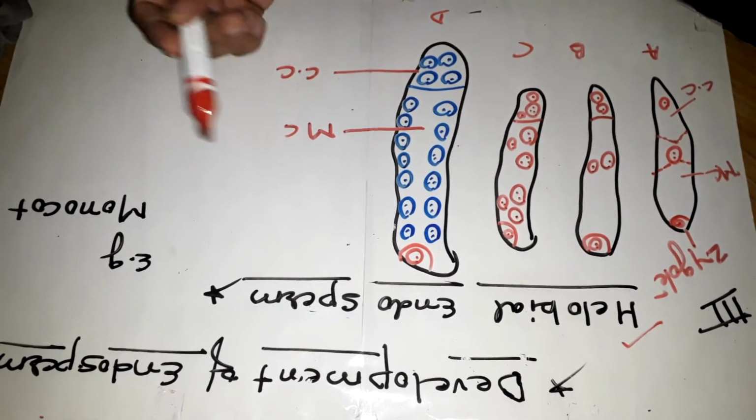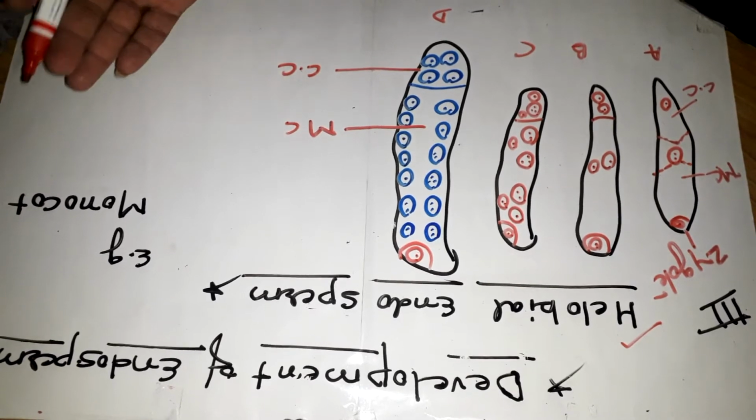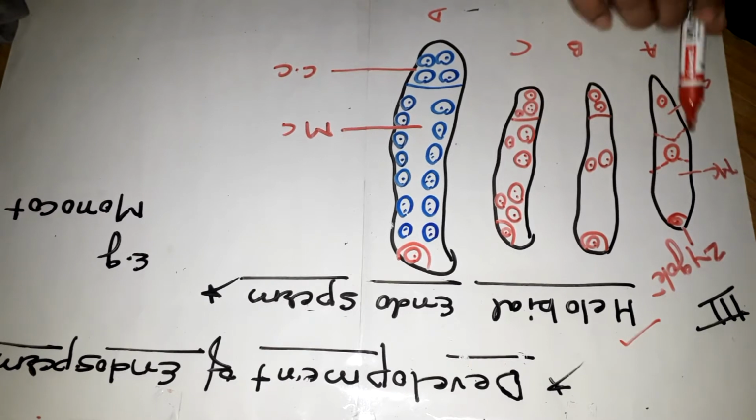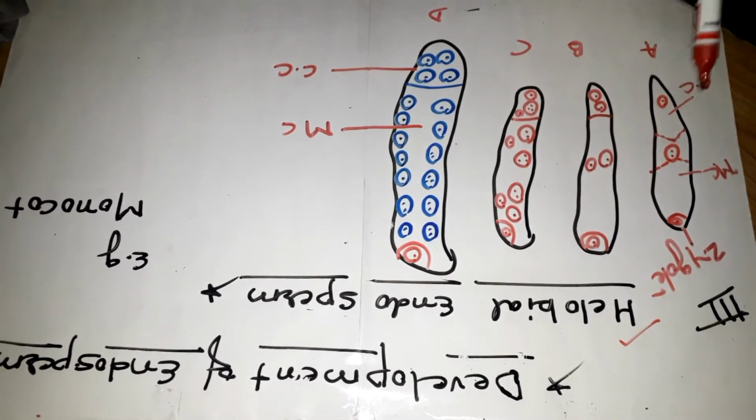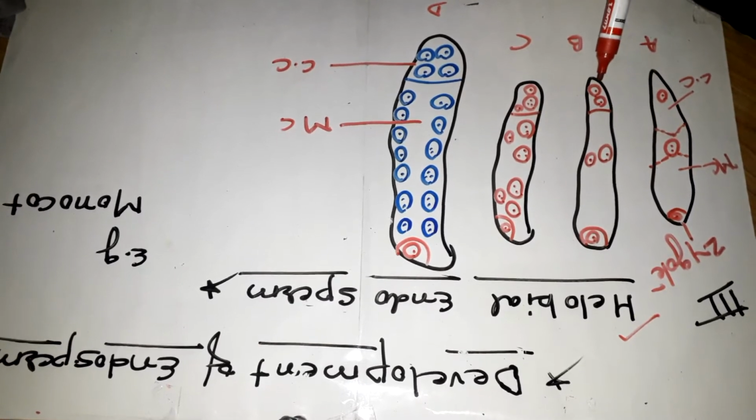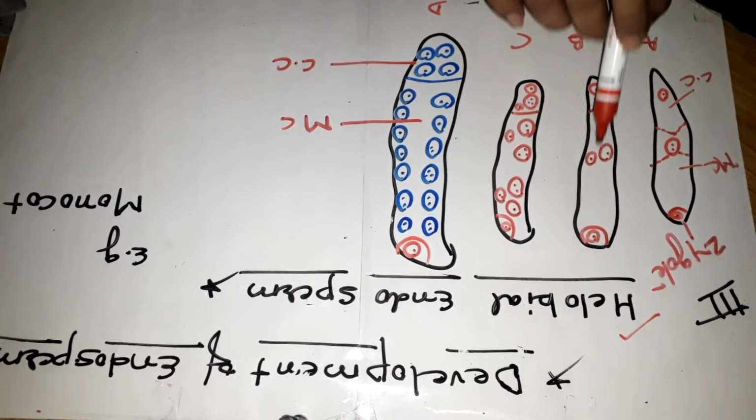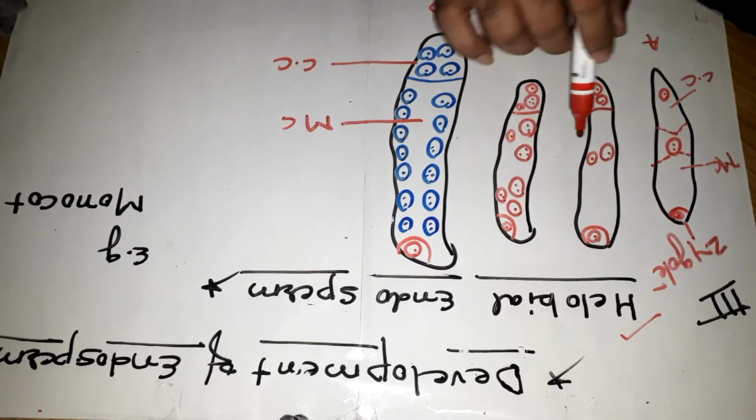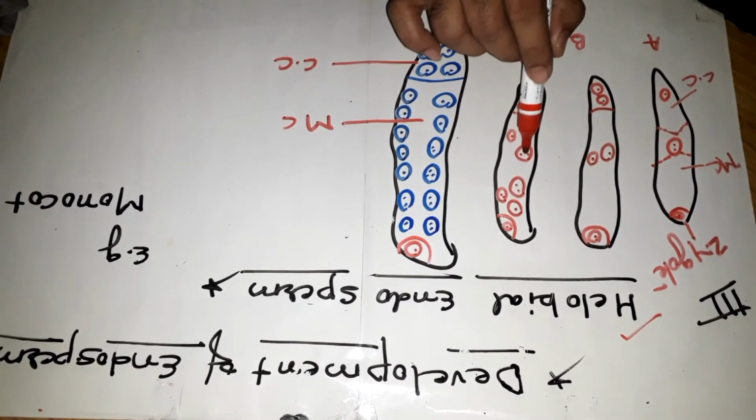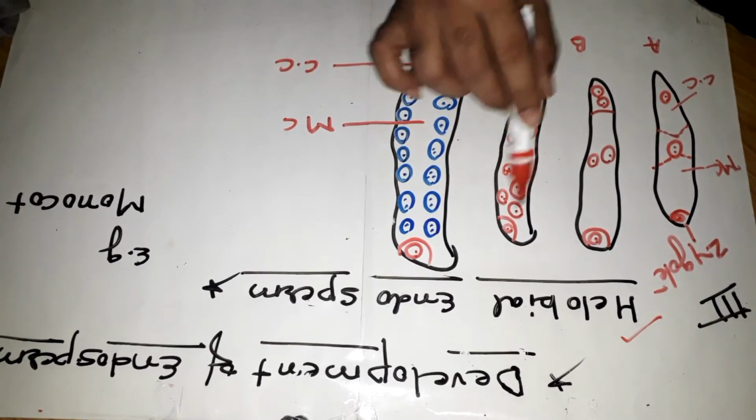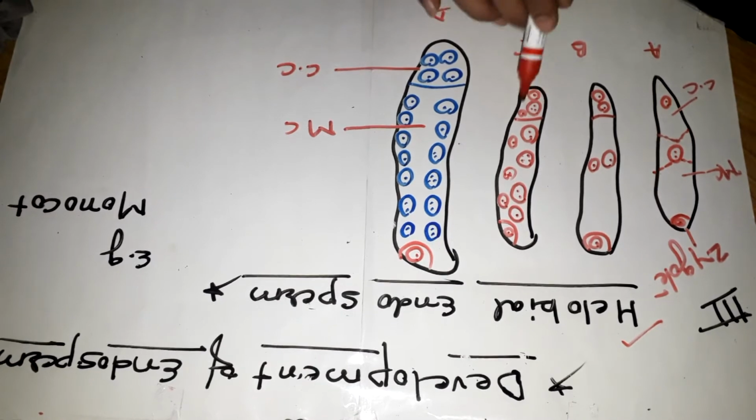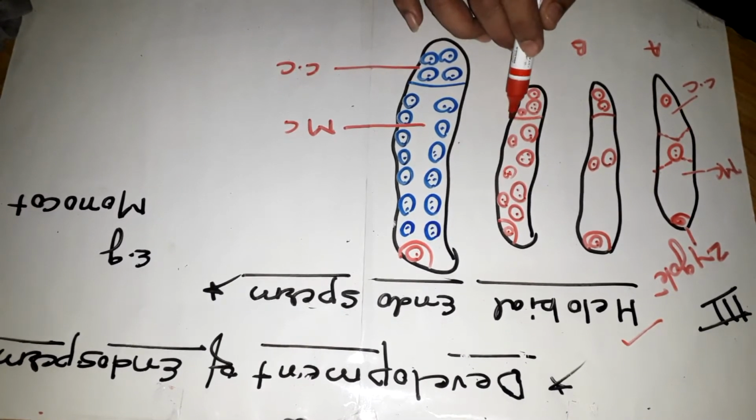It is just a mixture of two types of development, nuclear and then cellular. One cell is divided and moves to the micropylar end, and one cell remains in the chalazal end. The micropylar cell undergoes free nuclear division and produces many nuclei. But in the chalazal cell, the nucleus is produced and then wall formation takes place.